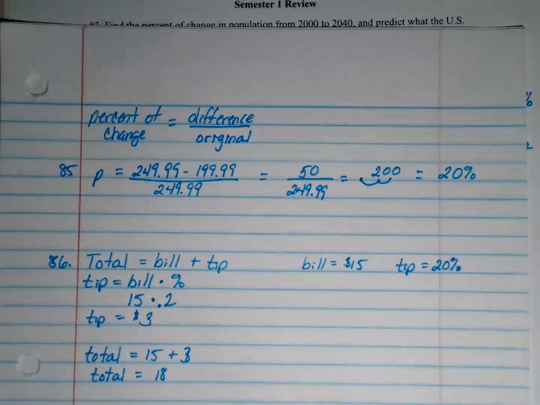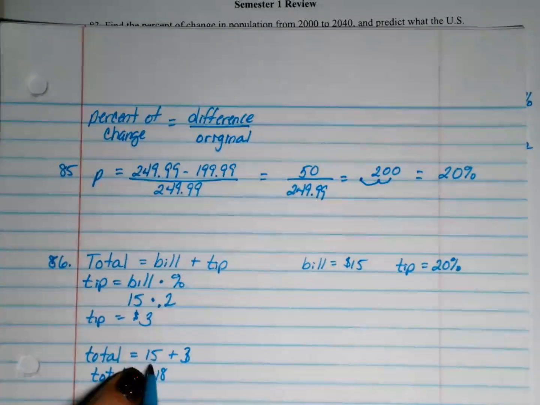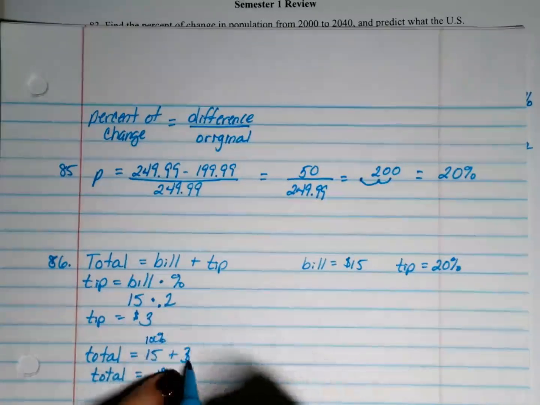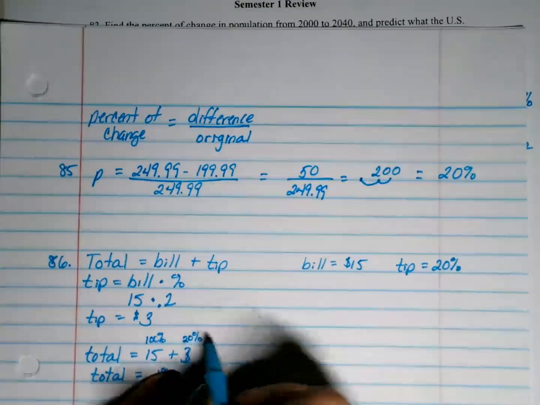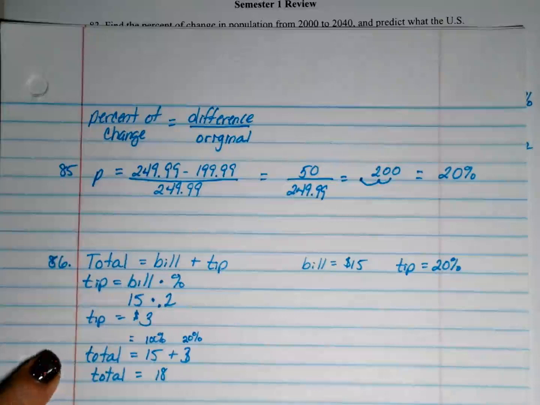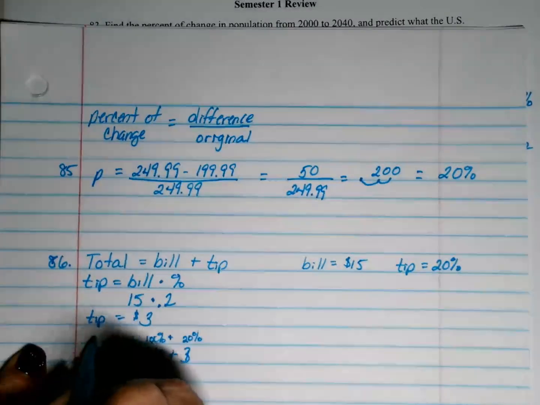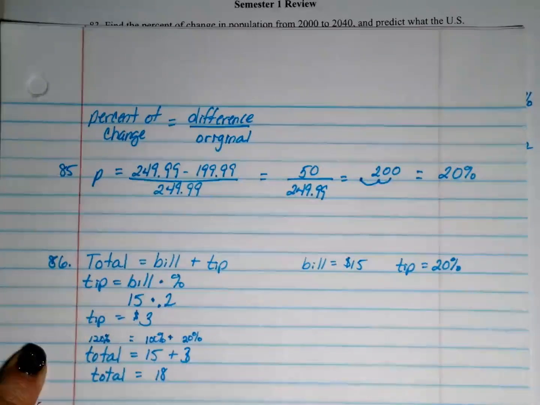Okay, there were a lot of steps there, weren't there? Would you agree that this right here is 100% of his bill? This is 100%, right? And this was 20%, right? So the total amount that he paid was what percent of his original bill? It was 120%. How do I write 120% as a decimal?